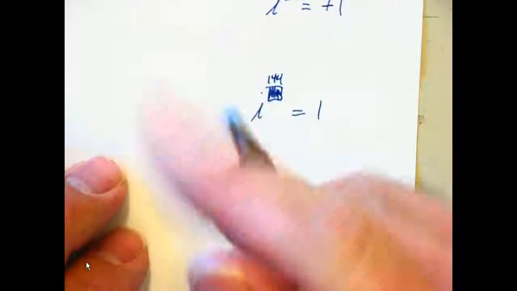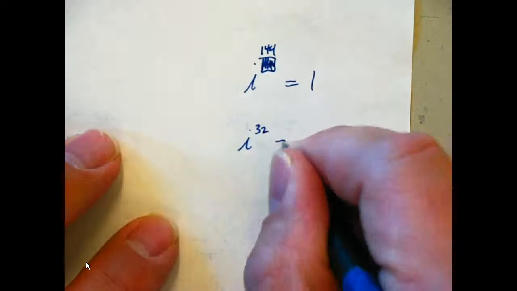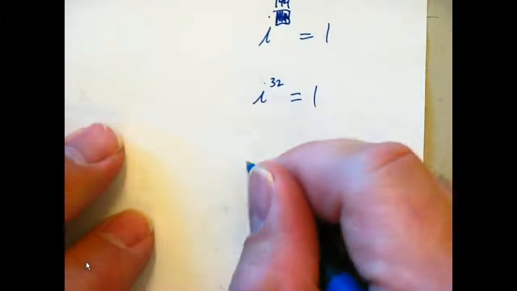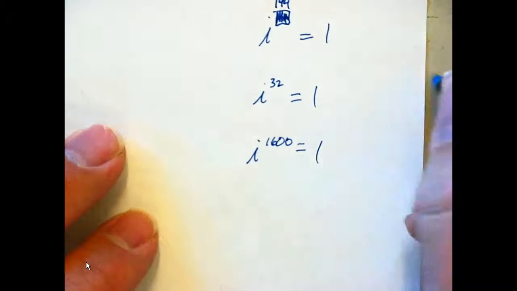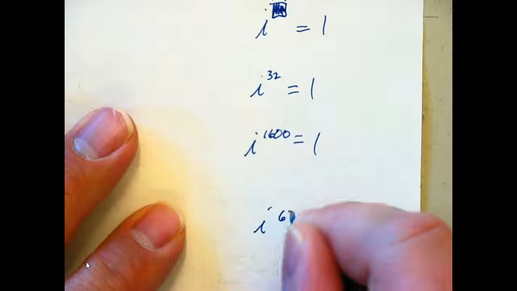Okay? Yes? I to the 32nd is a multiple of 4, so that is 1. Yes? I to the 1,600 is a multiple of 4, so that's 1. How about I to the 62nd?